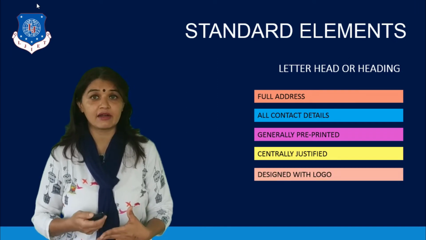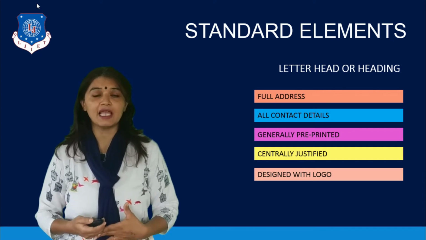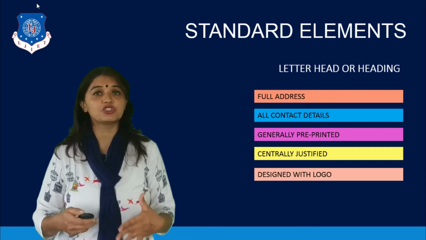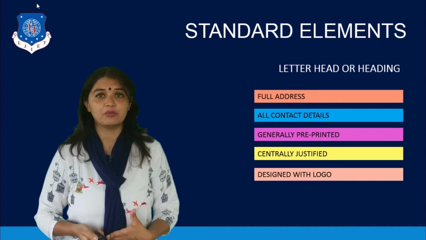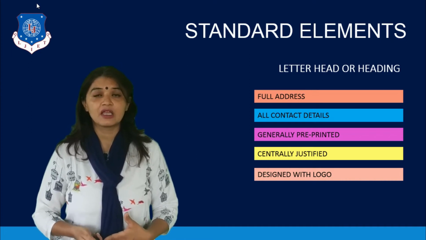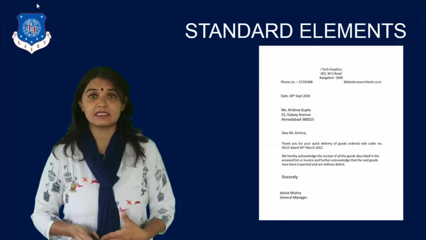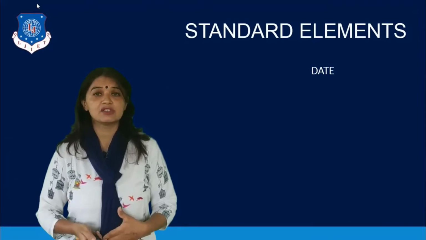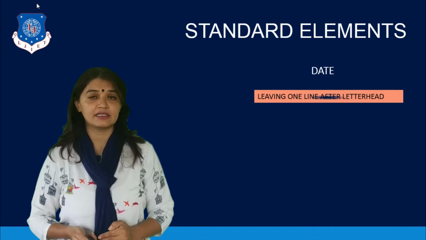Also, the letterheads are designed with the logo of the company and with the color code of the company, which shows the brand image of the company. So this is how the letterhead or the heading is written. Now the next element is the date. The date is written leaving one line after the letterhead.